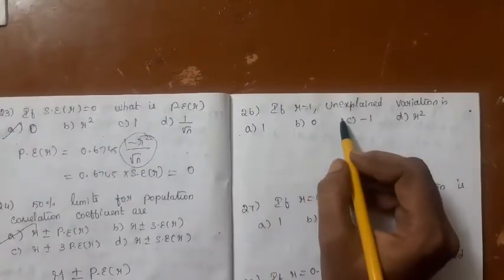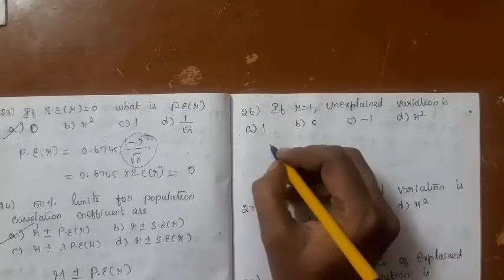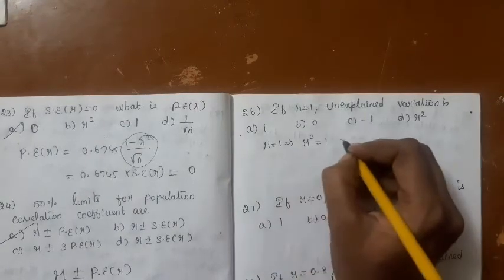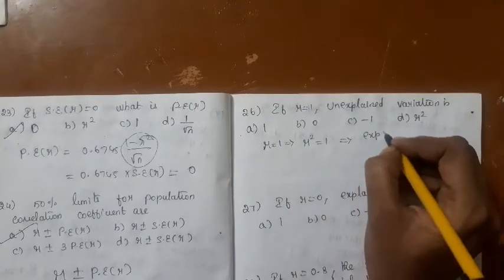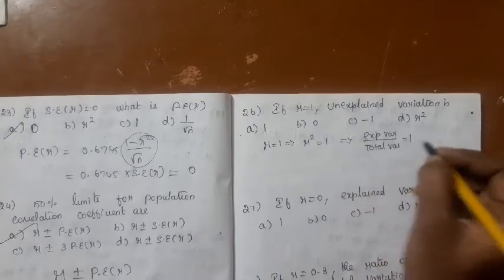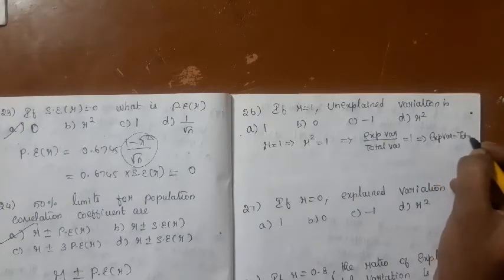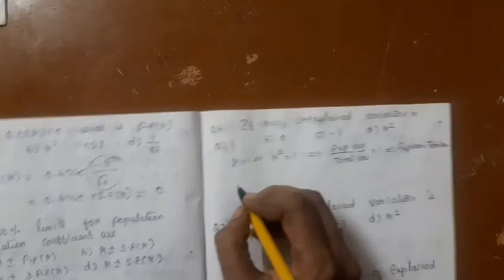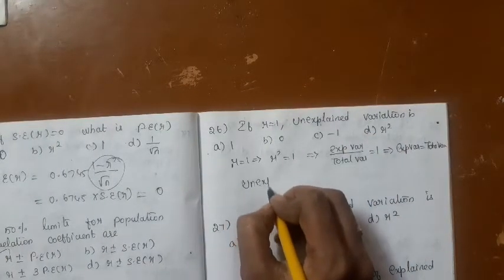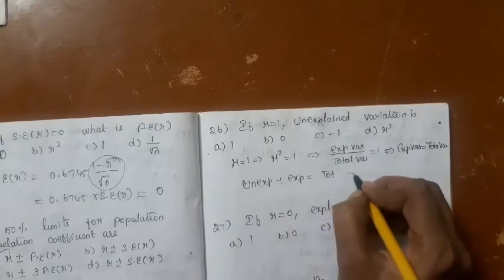Next, if R is equal to 1, unexplained variation is equal to what? R is equal to 1 implies R square equal to 1 implies explained variation by total variation is equal to 1, which implies explained variation is equal to total variation. Okay, now you need unexplained variation. Unexplained variation plus explained variation is equal to total variation, right?